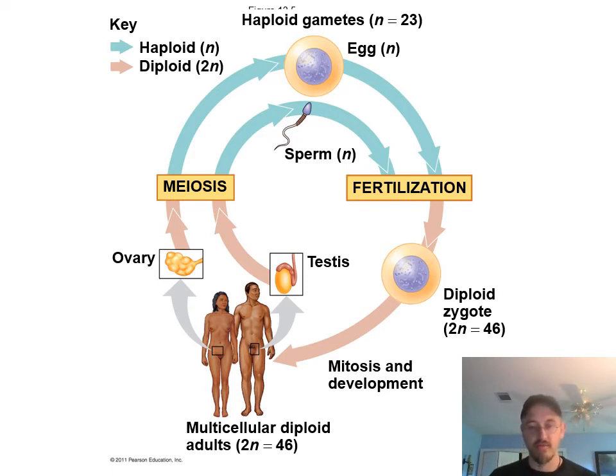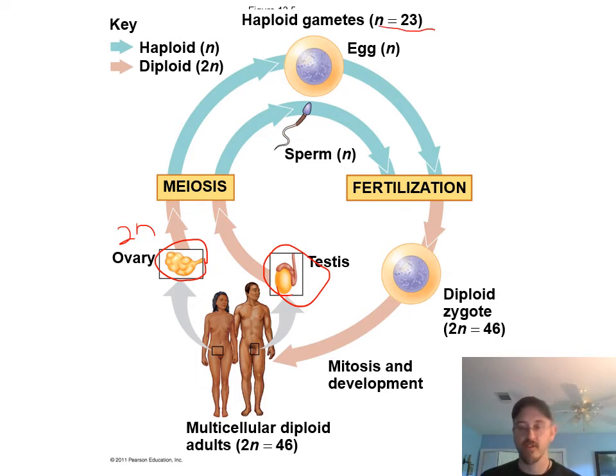Here are two human beings. They are diploid, 2N of 46. They have structures called ovaries and testes, right? These are the gonads. That's where meiosis happens in a human being, in the gonads, in the ovaries or testes. There are diploid cells in here, but they undergo meiosis and they produce haploid cells, N of 23. Eggs are made and sperm are made.